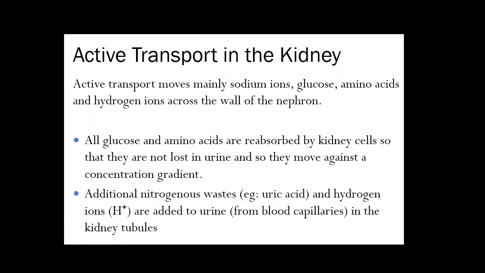So active transport in the kidney. Active transport moves mainly sodium ions, glucose, amino acids, and hydrogen ions across the wall of the nephron. This is the only thing you really need to remember. So I'm just going to put it out for you. This is something to remember.